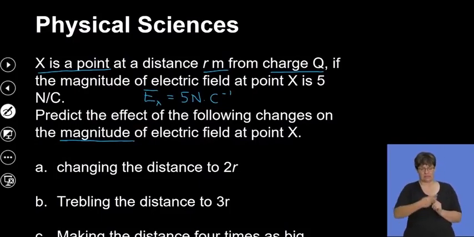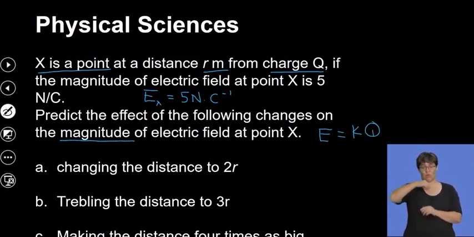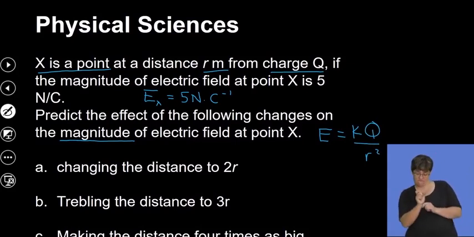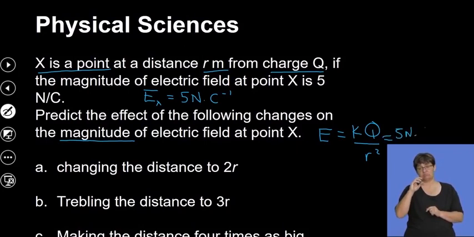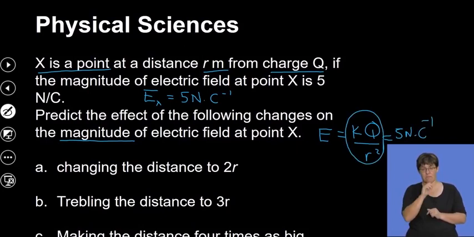Going back to our question, now we have doubled the distance. What do we know? We know that E is equal to kQ over r squared. If the charge is Q and the distance is r, what have we done now? We have doubled the distance. We are told that this is 5 newtons per coulomb. That's our magnitude of E, the electric field at a point. So if we double the distance, what happens there?